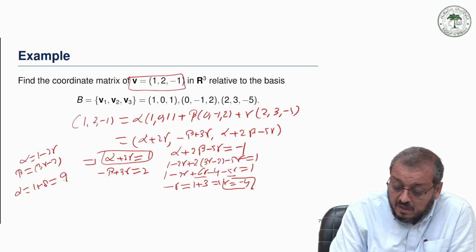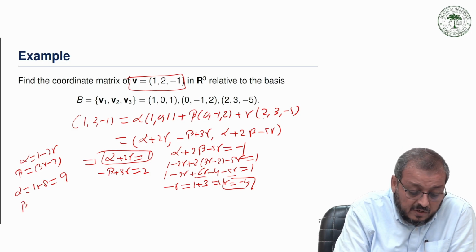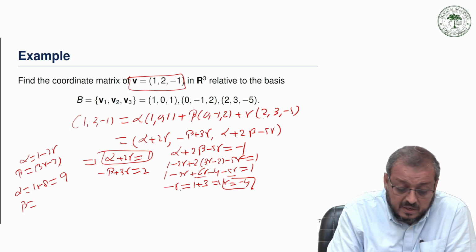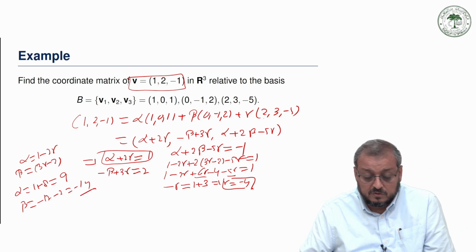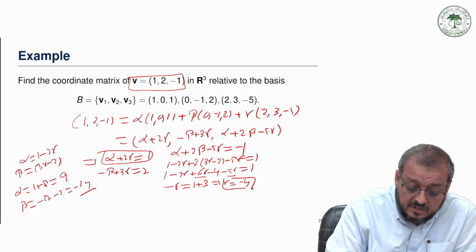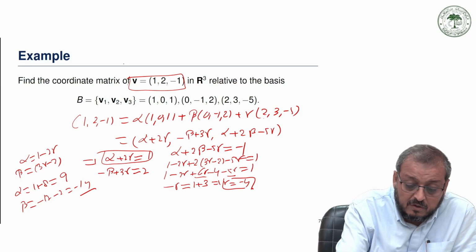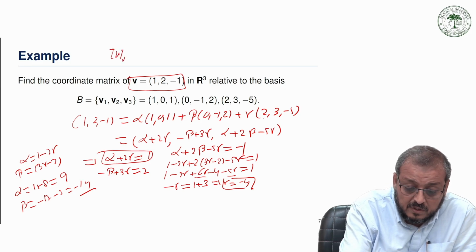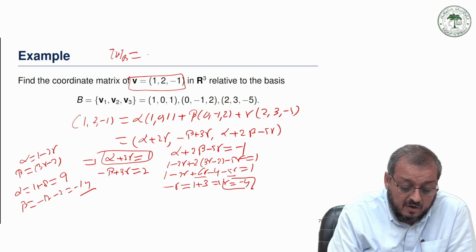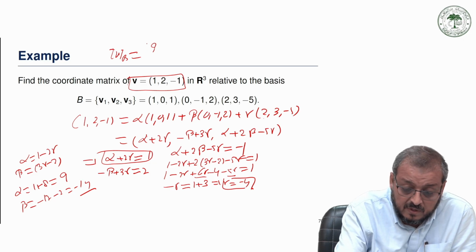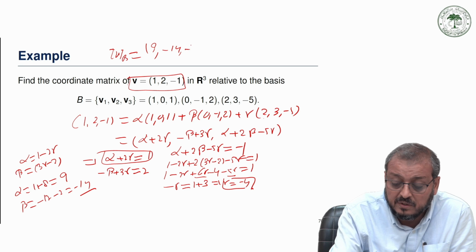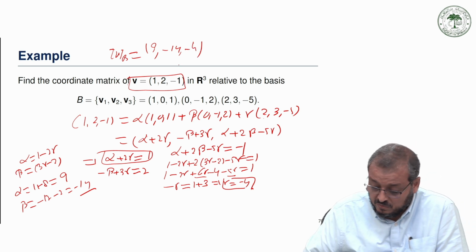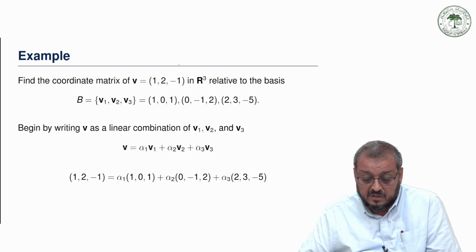And then beta is equal to 3 gamma minus 2, so you have minus 12 minus 2 is equal to minus 14. So this means the vector v corresponding to this basis has alpha equal to 9, beta equal to minus 14, and gamma equal to minus 4.